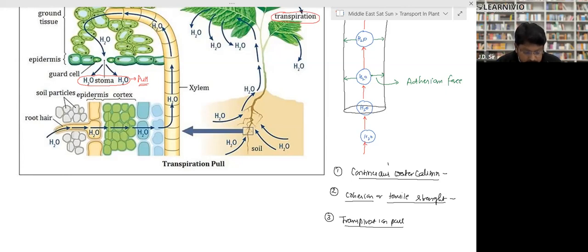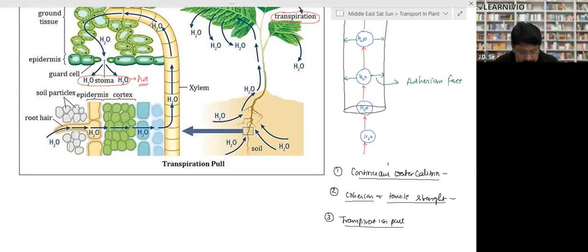This creates a transpiration pull by decreasing the water potential.